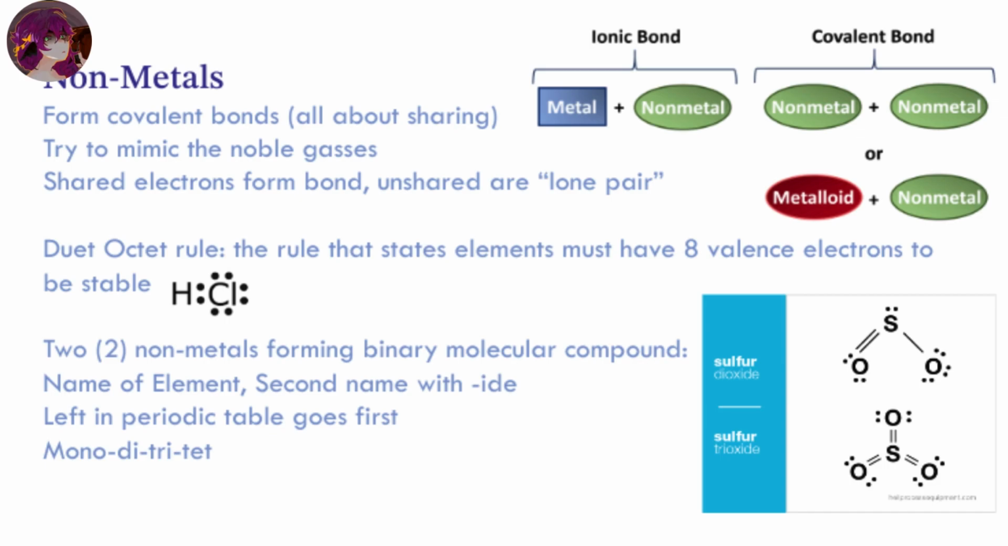And to name them correctly, you take the two nonmetals that form their bond, and first goes the name of the element, then the second name of the other element with an "ide" at the end, and the order goes from left in the periodic table to right. And you can name them based on the number of atoms they have: mono, di, tri, or tetra.